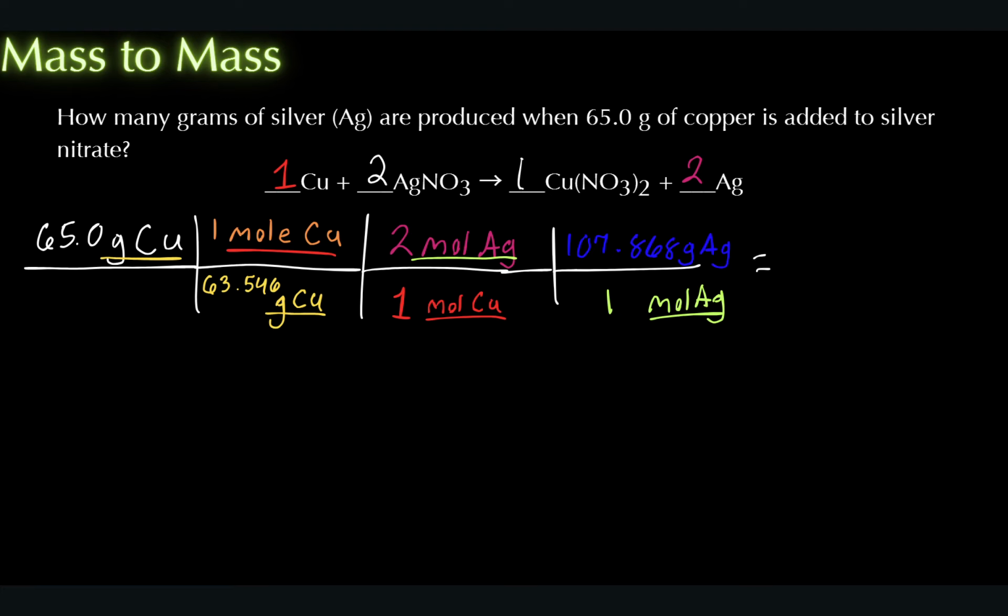We'll multiply everything on top, so 65 times 2 times 107.868, and then divide all of that by 63.546 in order to get 220.67 grams of our silver. And that will be our final answer.